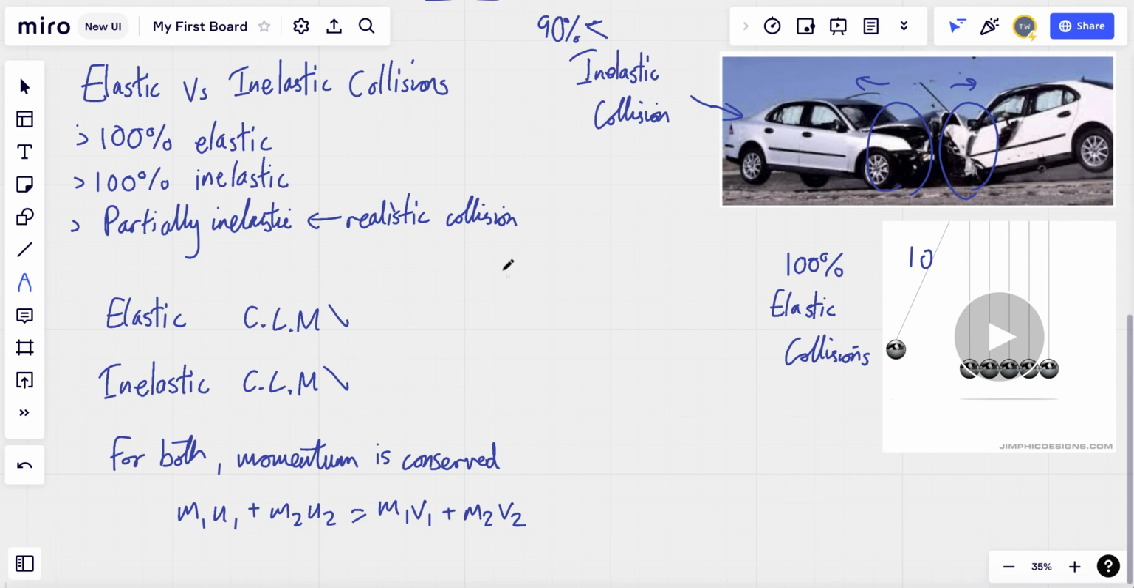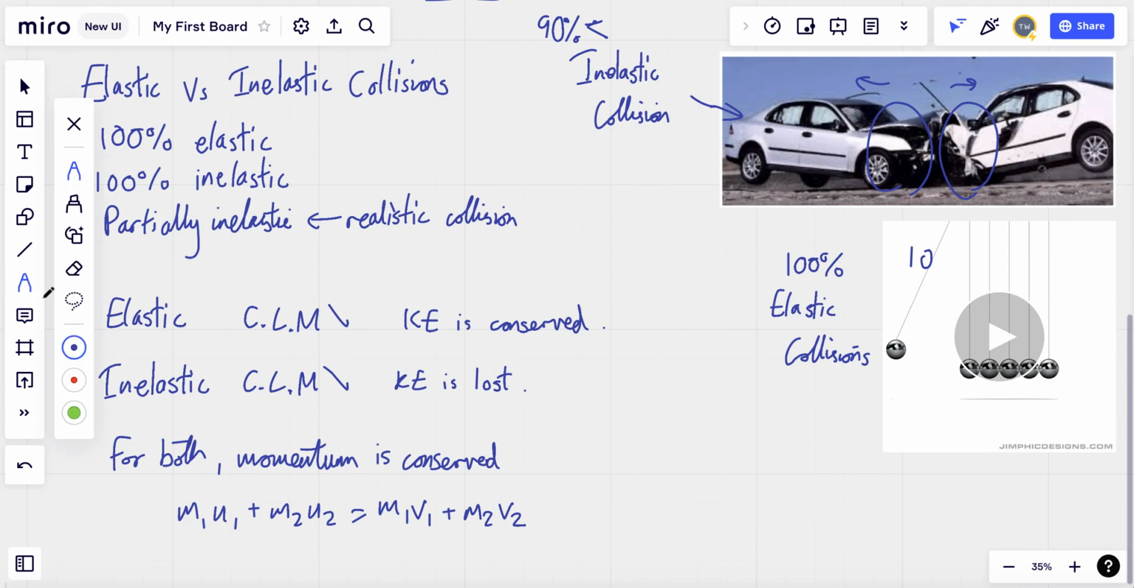However, the kinetic energy is not conserved. So for an elastic collision, kinetic energy is conserved, whereas in an inelastic collision, kinetic energy is lost. We get a reduction in kinetic energy. And this is because of a number of things. It's because of sound and it's because of heat. So we have energy losses. Now this is really, really important. In an inelastic collision, if it is partially or 100% inelastic, we lose kinetic energy. Whereas in an elastic collision, we conserve the kinetic energy. It stays exactly the same. So when you do your calculations, you need to factor that in and be really, really careful.